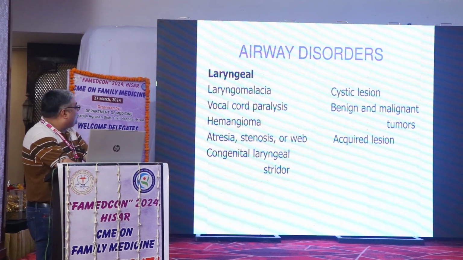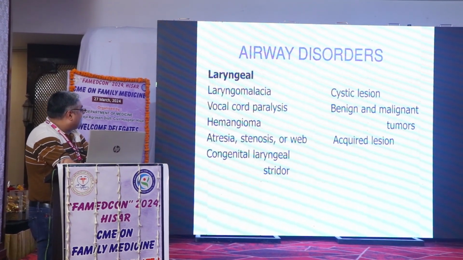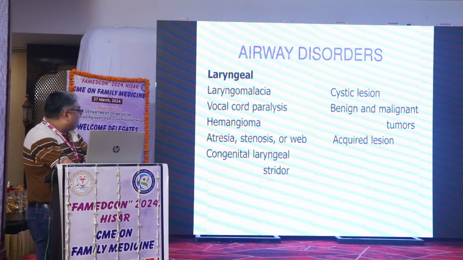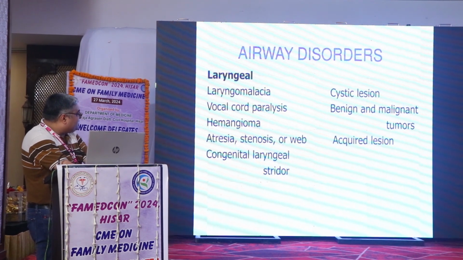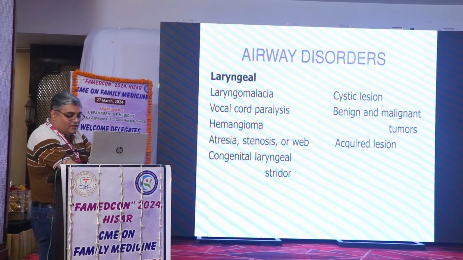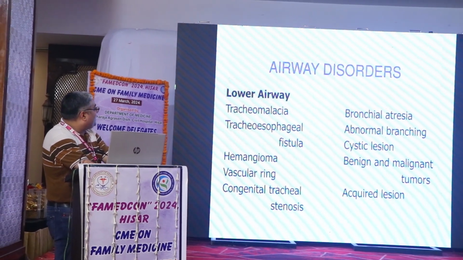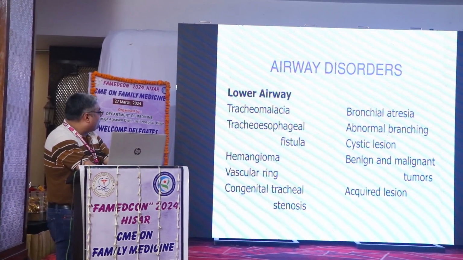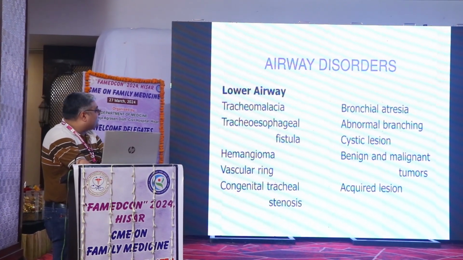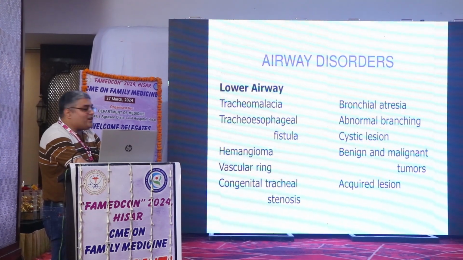Laryngeal can be laryngomalacia, vocal cord palsy, hemangioma, atresia, webs in the larynx, congenital laryngeal stridor. Then any cystic lesion, benign and malignant tumors in the larynx. Then lower airway can present with tracheomalacia, tracheoesophageal fistula, hemangioma, congenital tracheal stenosis, bronchiectasis, any benign and malignant tumors.